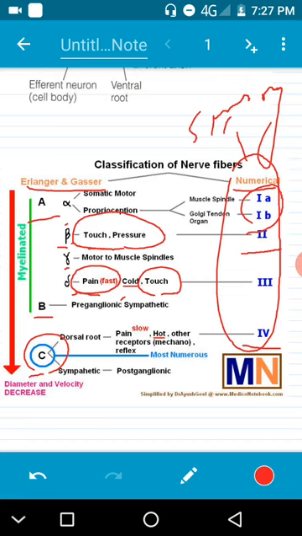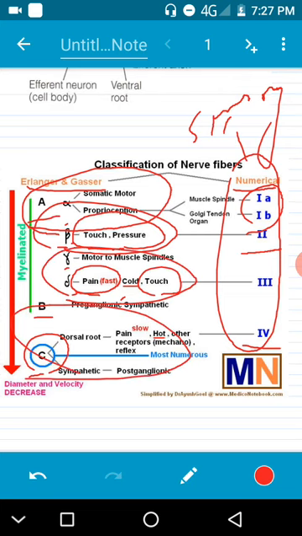So basically in the somatic system we have to take care of the A alpha type, the A beta type, A delta type and C type. So A alpha is for proprioception, and A beta is for touch, pressure, vibrations, stereognosis and so on.